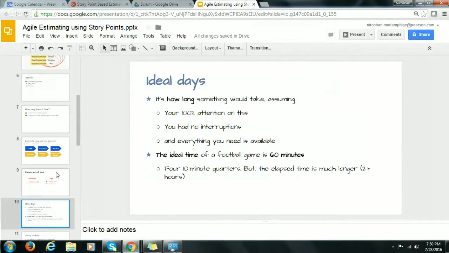So let's dig deeper into ideal days. It's how long something would take, assuming you have 100% attention on it, as we discussed. You had no interruptions. We assume you're not going to be interrupted by anyone, by anything, and everything you need is available. The ideal time of a football game is 60 minutes, for example, four 15-minute quarters, but elapsed time is much longer, maybe more than 2 hours.